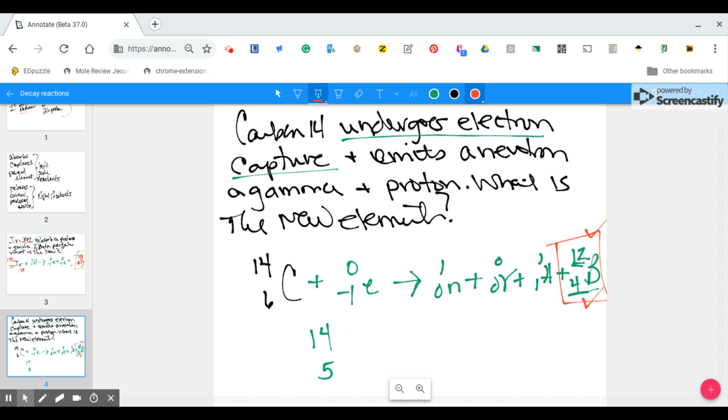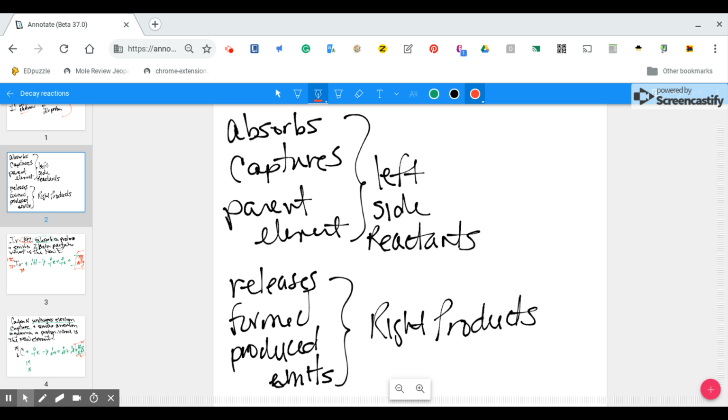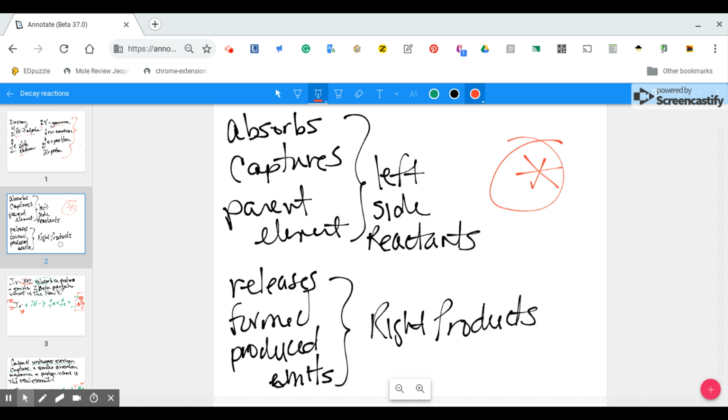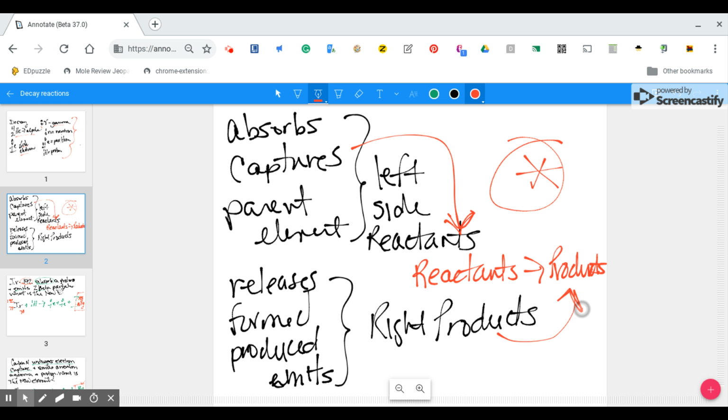So you've got to remember when you're doing these problems, this is the key right here. You've got to know where you're putting them, okay? You've also got to know what these different types of particles are. Remember, when you're looking at a reaction, reactants are always here. Products are always here, okay? So these are going to go on this side. These are going to go on that side.